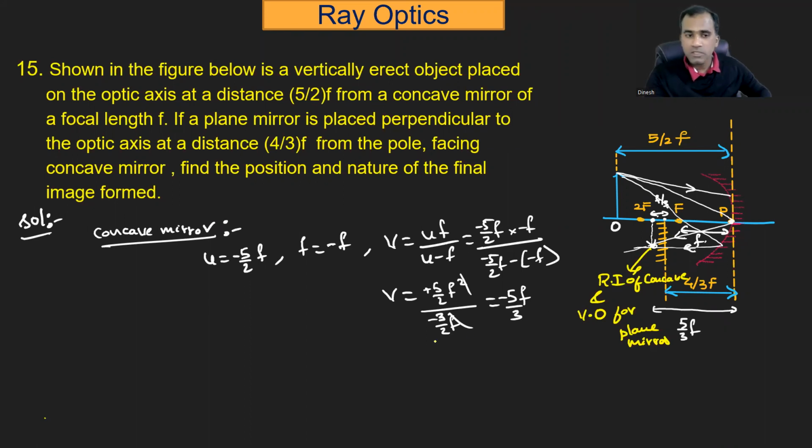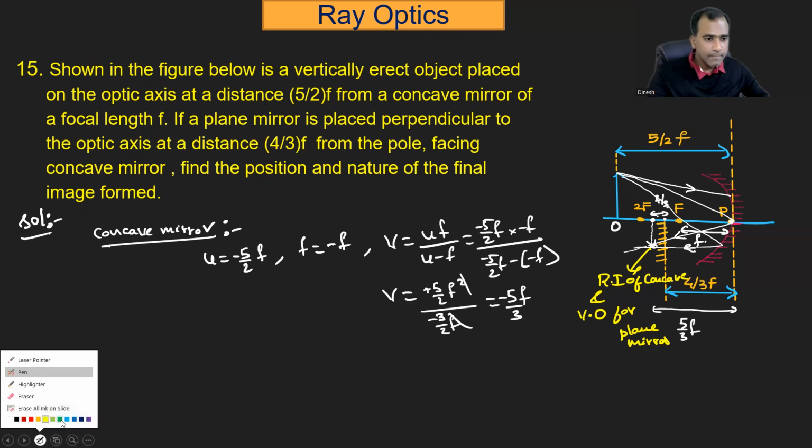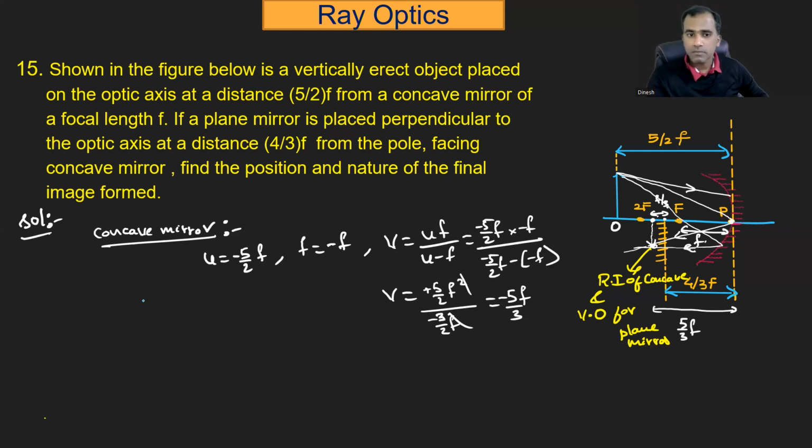So now can you tell me the image location? Can anyone tell me the image location? Image distance and object distance are equal in a plane mirror. So what is the object distance? Object is at a distance of f/3 behind the mirror. So where will the image be? The image also will be at a distance of f/3 in front of the mirror. For a virtual object, we get a real image. For a real object, we get a virtual image for a plane mirror.